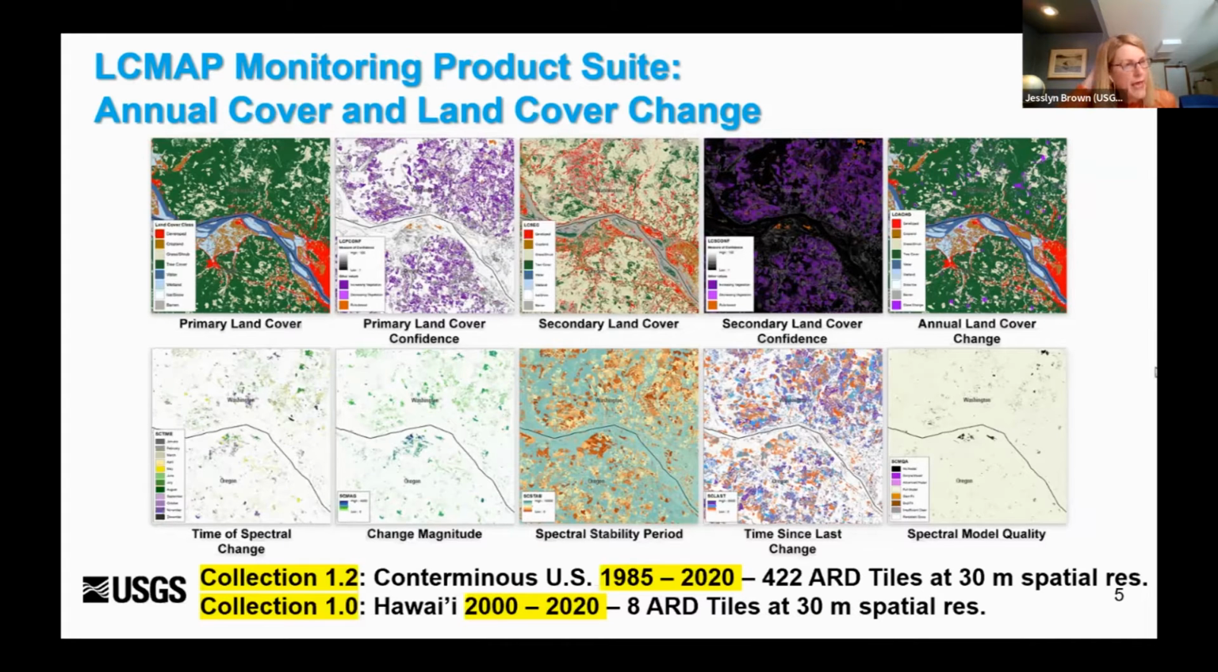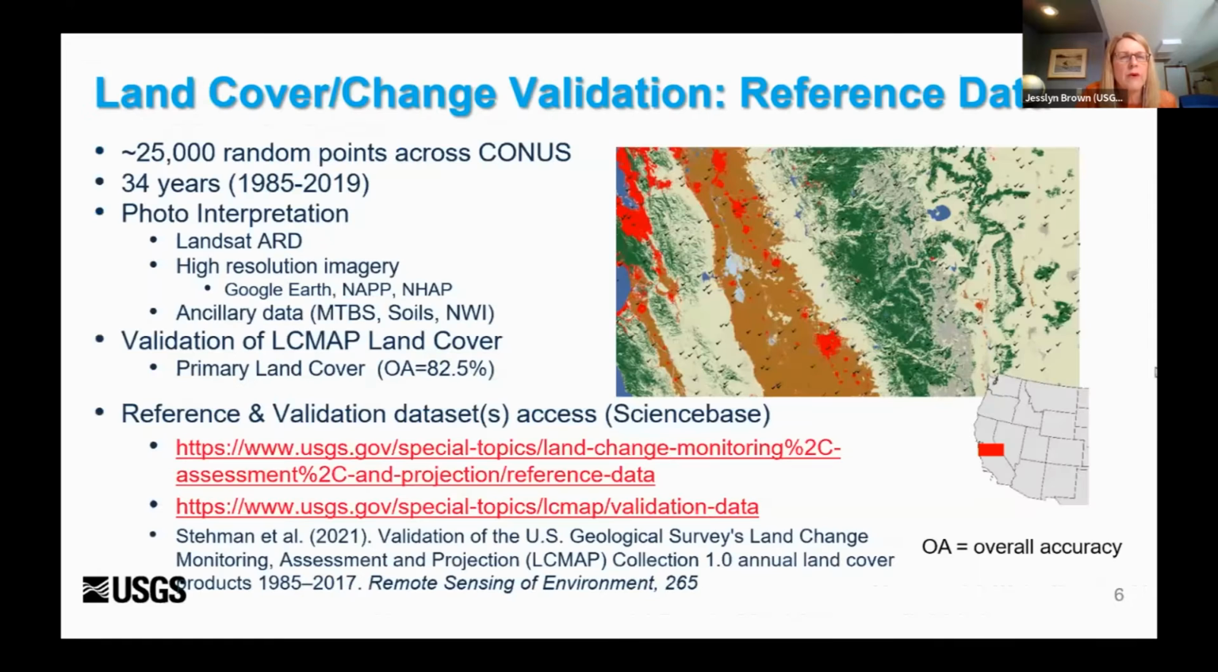We have 8 land cover categories. So it's based on the Anderson level 1 classification scheme. And we also produce and release reference data and validation for our products. We've collected 25,000 independent reference data plots across CONUS.